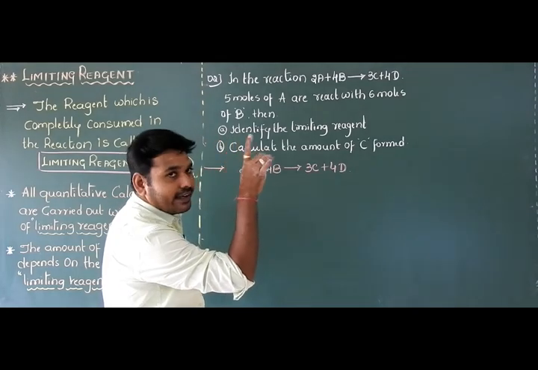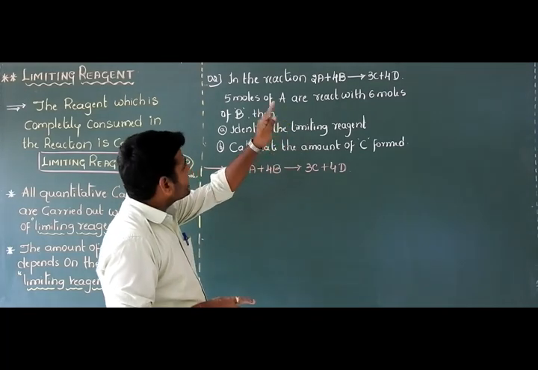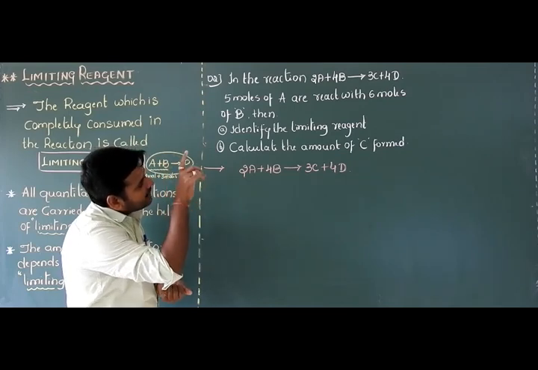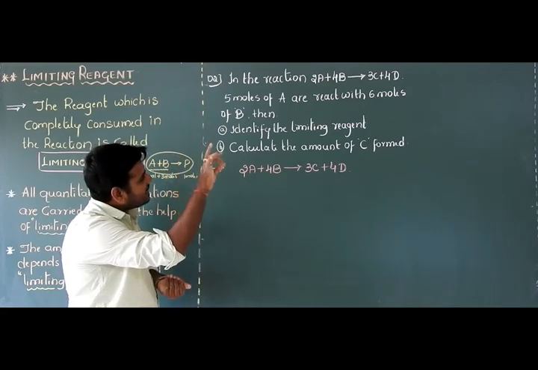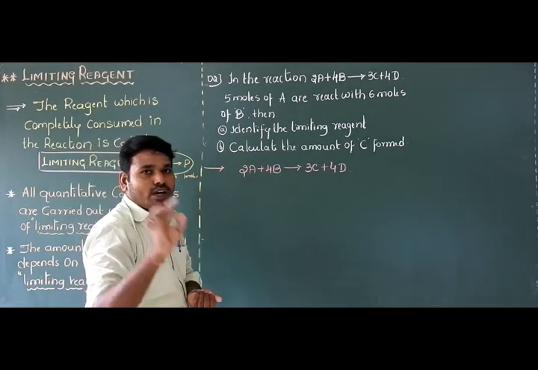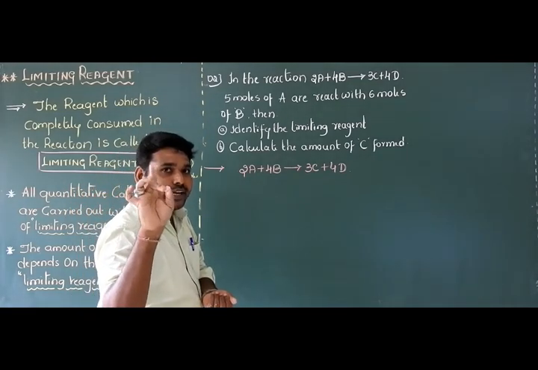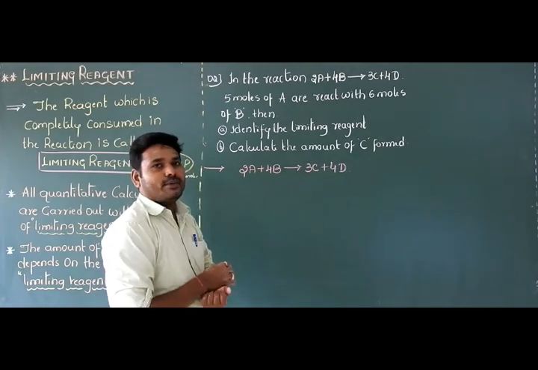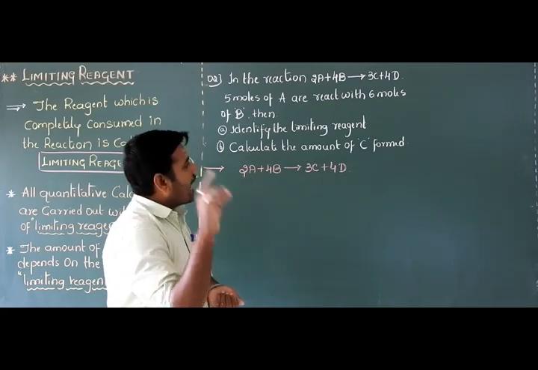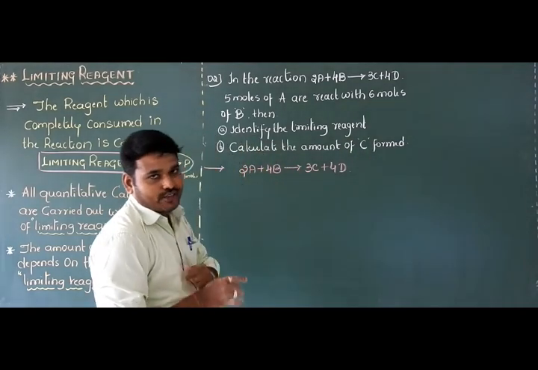In this balanced chemical equation, 5 moles of A react with 6 moles of B. 5 moles of reactant A react with 6 moles of B, then identify the limiting reagent and calculate the amount of C formed. Listen to the question carefully. They asked to identify which one acts as a limiting reagent, and they also asked to calculate how much amount of product C is formed in the equation.